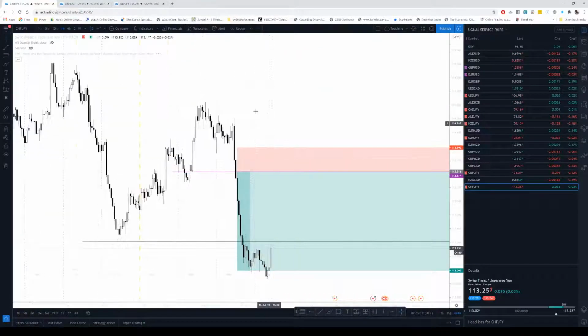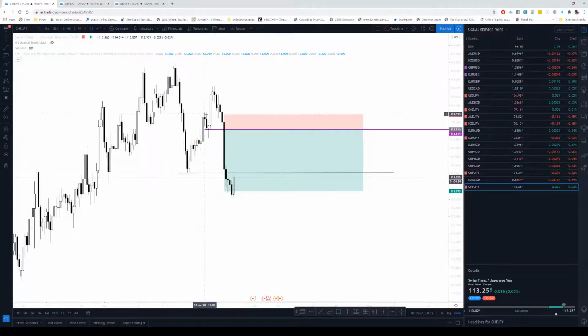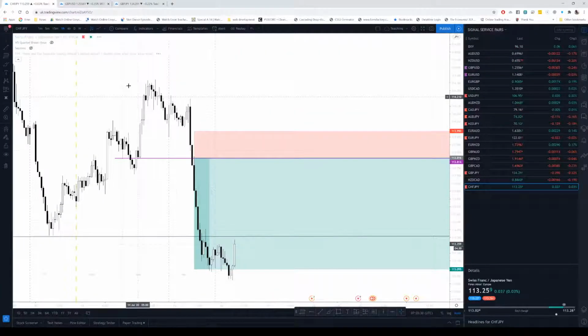This is how it looks. Price will break that low. It's based on the 4-hour, this down candle's low. Once price breaks it, that's how it looks. And this wick retest, that's the entry you're looking for. Right, that's the entry you're looking for.